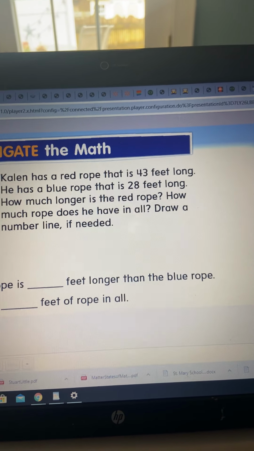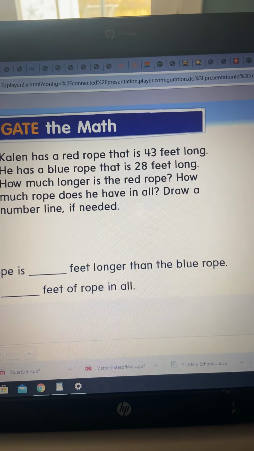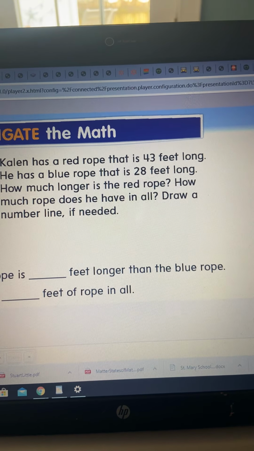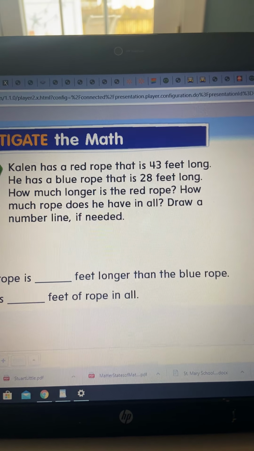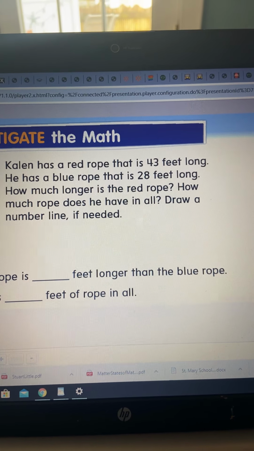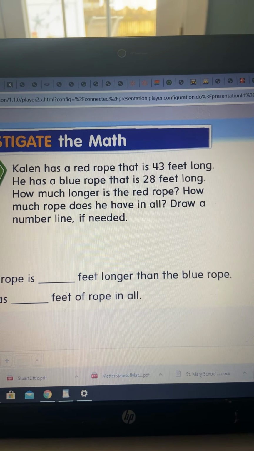Moving forward, it asks how much rope does he have in all? In which case, when we see the words "in all," we know that we're going to do what? We're going to add. So then we would add 43 plus 28.